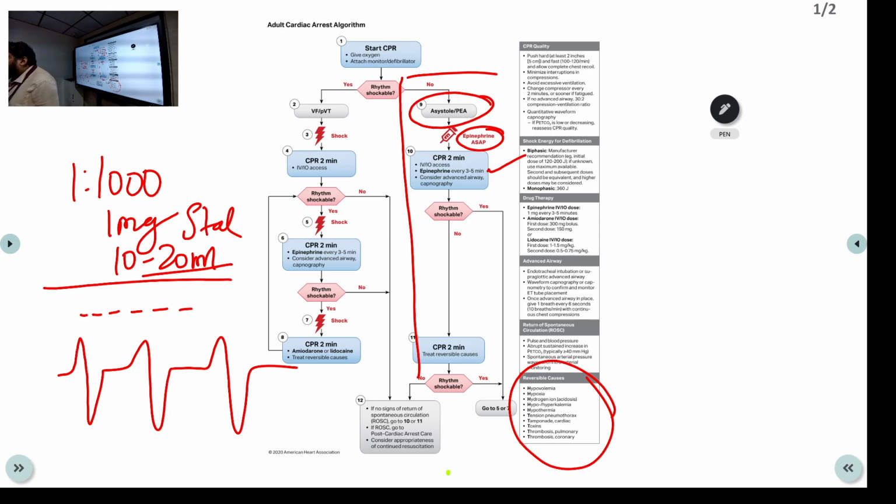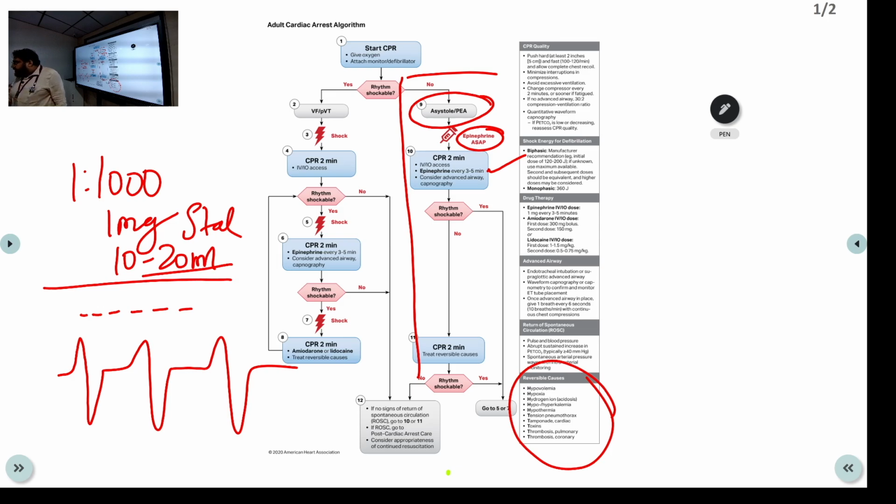After 2 minutes, there is a sudden increase of ETCO2. ETCO2 was 30, now it has increased to 50, and there is a palpable pulse. So what do you have to do? You have to stop CPR and go for post cardiac arrest care. That will be in the coming classes. We will discuss the important components of post cardiac arrest care.